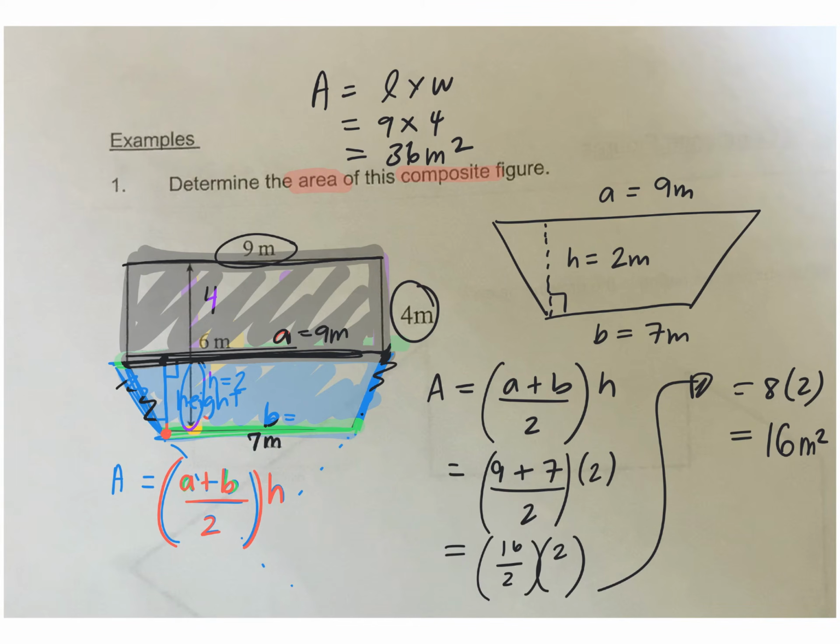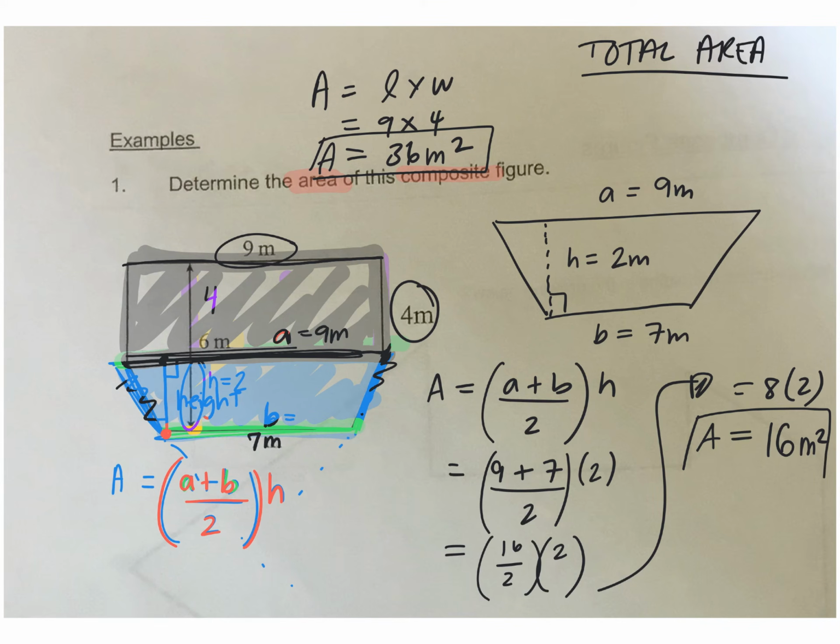Is that my final answer? 36. I'm trying to find the total area. So we're going to take the area of the rectangle, and we're going to take the area of the trapezoid, and what am I going to do with those two areas? Add them together. 36 plus 16 equals what? 52 meters squared. Make sure you put that.